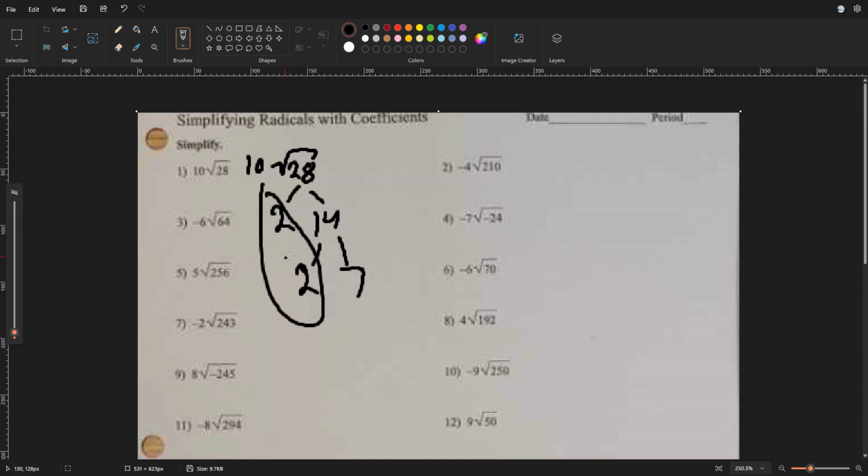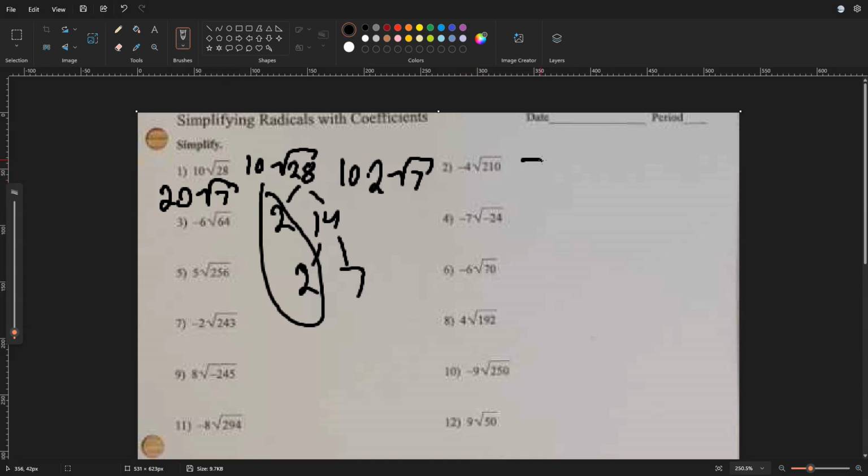So using that information, what we can do is take these two 2's and multiply it by the coefficient 10 and leave the radical 7. So it's going to be 10 times 2 times the square root of 7. So our simplification for 10 times the square root of 28 is going to be 20 times the square root of 7.